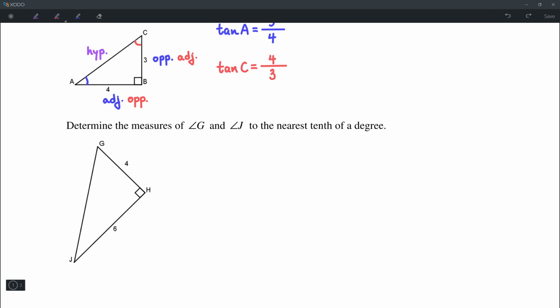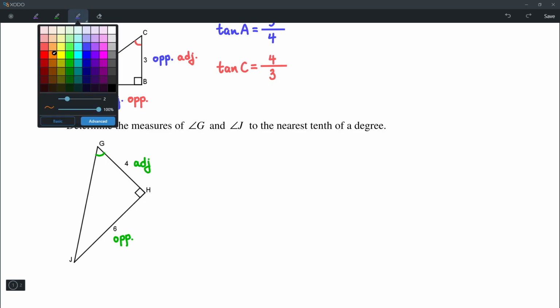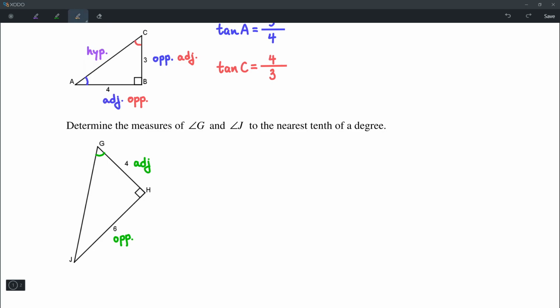Again, we'll start by labeling our triangle. Here is angle G. This will be the opposite side. This will be the adjacent side of angle G. And then we can do the same thing for angle J as well. And of course, in both instances, this side will be the hypotenuse. Okay, so very similar to the previous example.